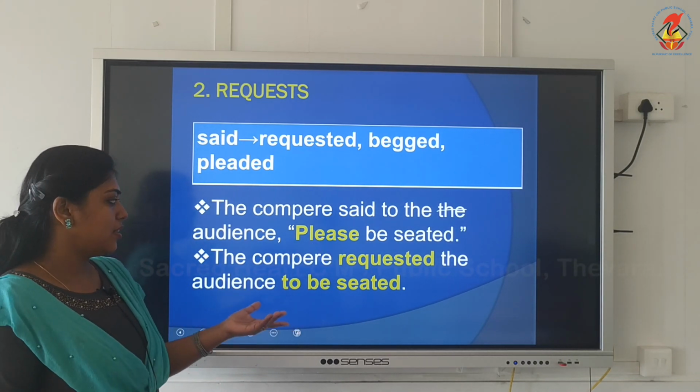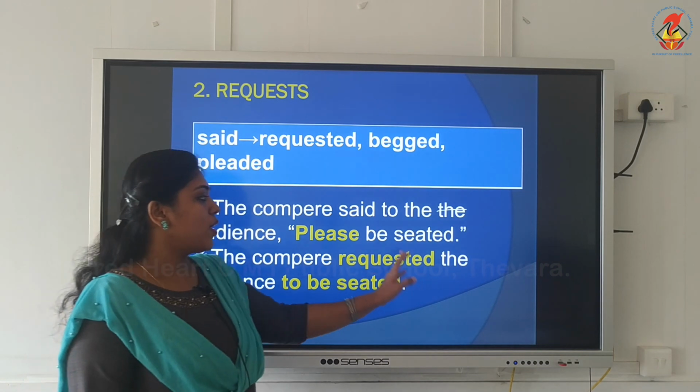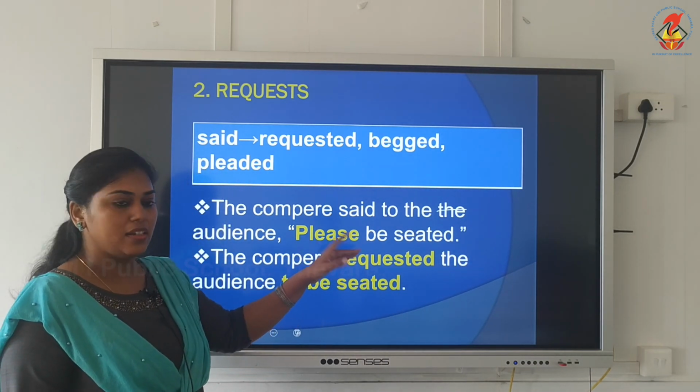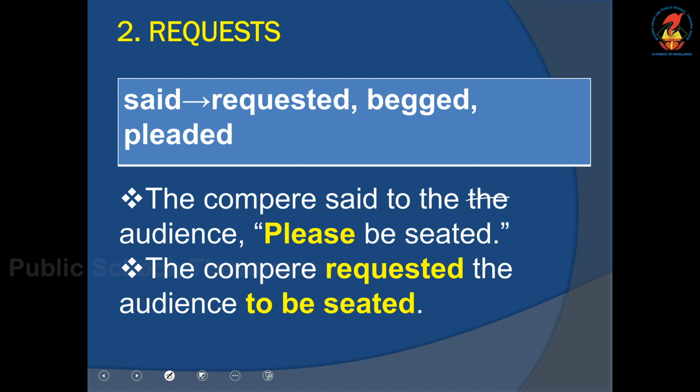So how will you write that? The compere requested the audience. Then what is the verb here? To sit, right? So "please be seated" should be changed into "to be seated." Okay? When "please" comes, you have to write it as "requested", and also if it is "please be seated", then "to be seated."